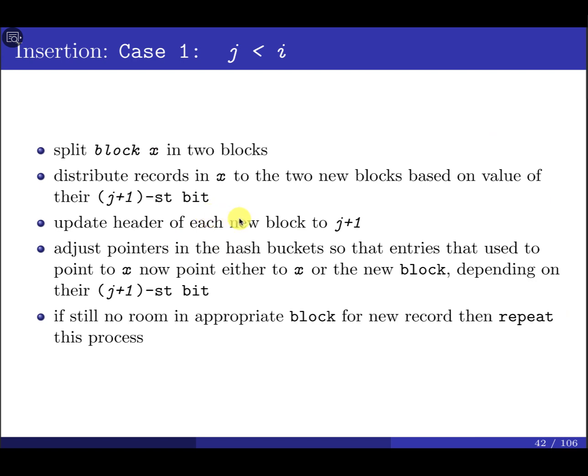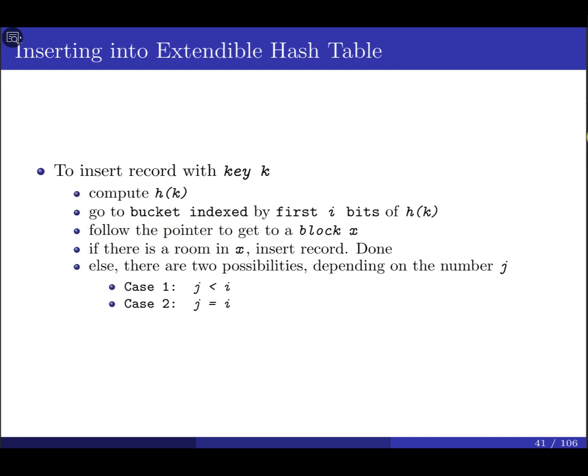Let me summarize what we're going to do. You try to insert a new item in your search key. You compute the hash value, and it depends on the first i bits of the hash value. The value of i is going to be 1 bit, then after that 2, 3, 4, etc. The first i bits determine where the block is that you need to store your data. Go there. If there is room, perfect. Store the data, then done.